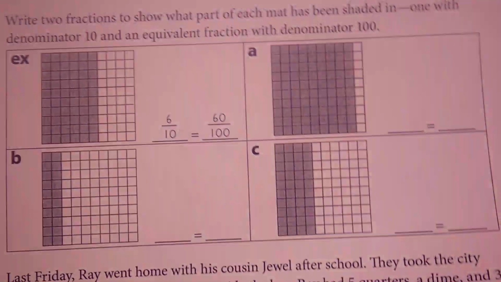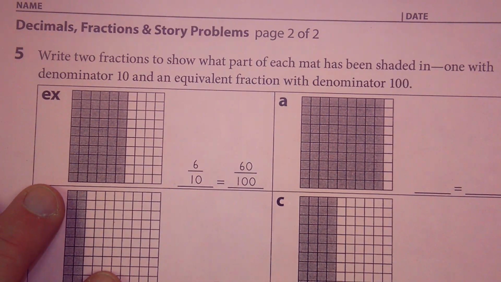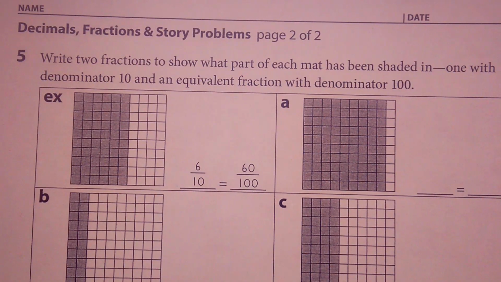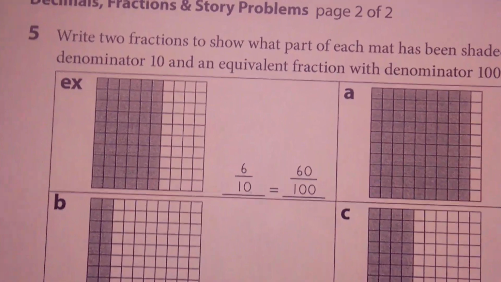Okay? Here we go. Write 2 fractions to show what part of each mat has been shaded in. One with a denominator of 10, and an equivalent fraction with a denominator of 100. They gave you a great example that I hope you will look at and enjoy, because they were very kind when they gave you this example. I guess I can zoom in a little bit.